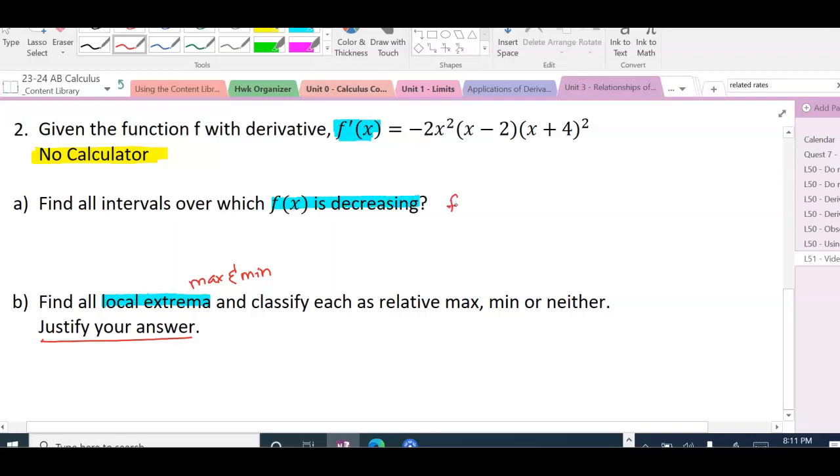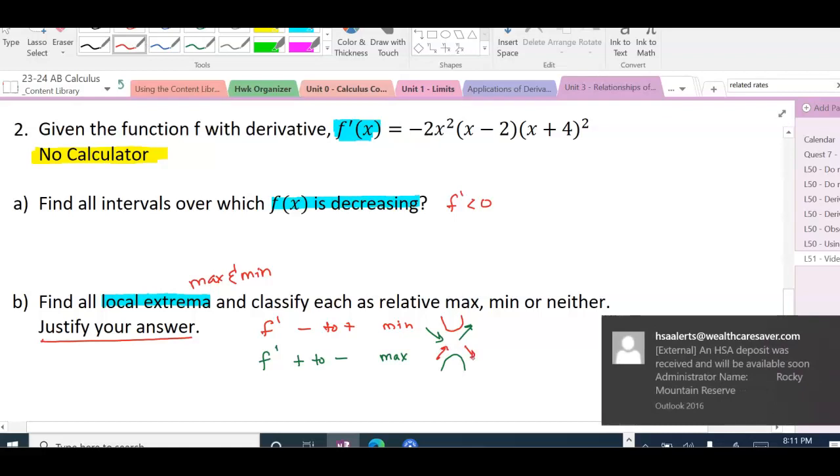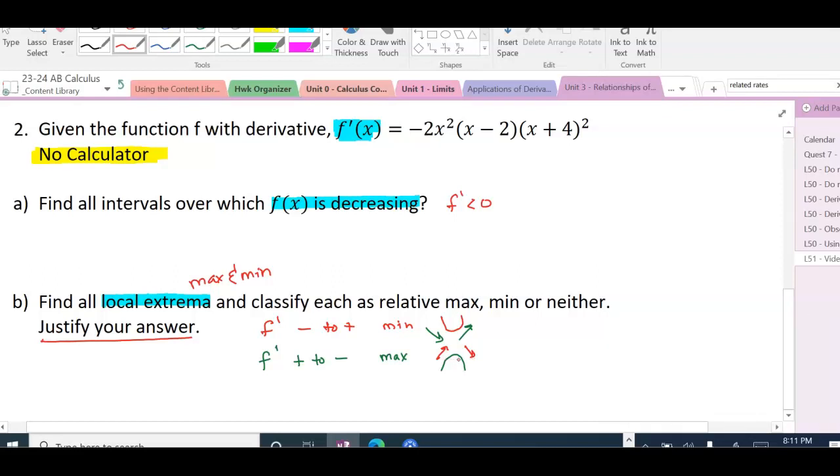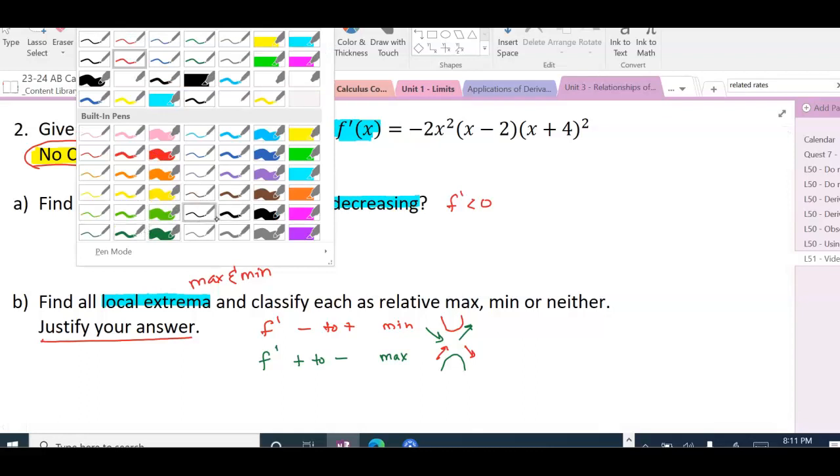So let's just think about what we're looking for here. F decreasing would be f prime less than 0. Extrema would be f prime going from negative to positive for a min. We'll draw it there so we can see the negative to positive behavior. And f prime plus to minus for a max. Positive slope to negative slope. So these are the things we're looking for, but we can't use a calculator this time. So we have to revert to some of the things we've learned in pre-calculus and algebra 2.